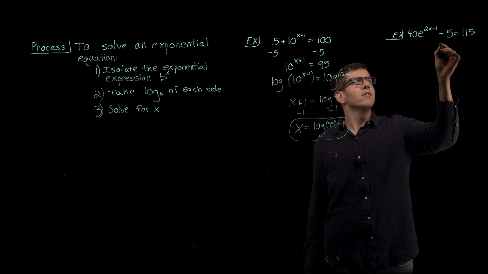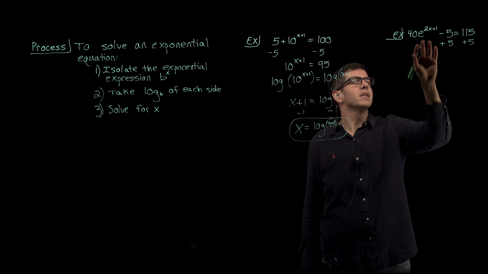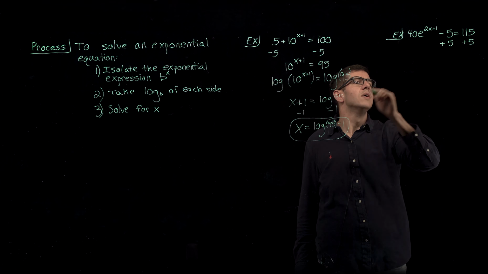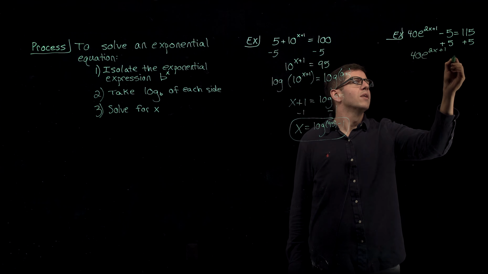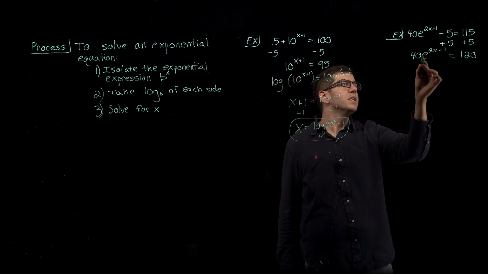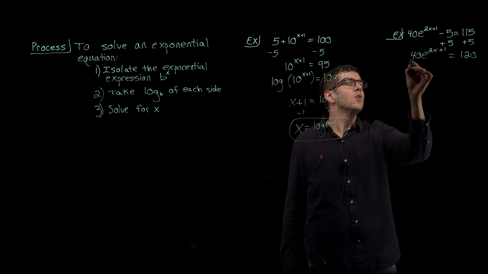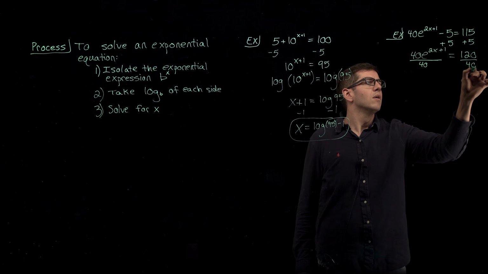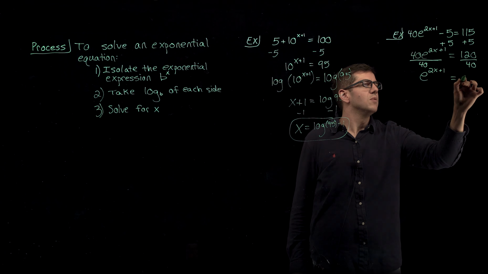Okay, so trying this together, if we add 5 to each side, we'll be able to begin isolating this exponential expression of e to the 2x plus 1 that's being multiplied by 40. When we do that, we'll get 40e to the 2x plus 1 is equal to 120. We still need to get this e alone before we can take the log of each side. So we have to divide each side now by 40, which will give us e to the 2x plus 1 is equal to 3.